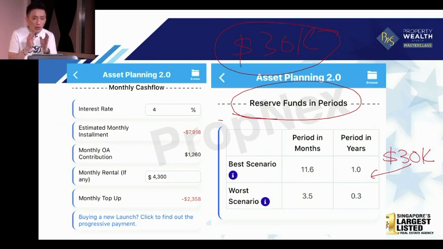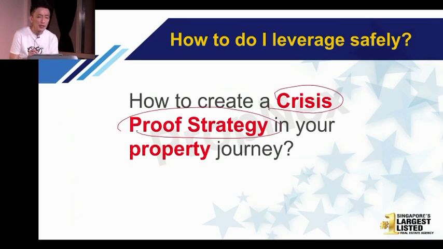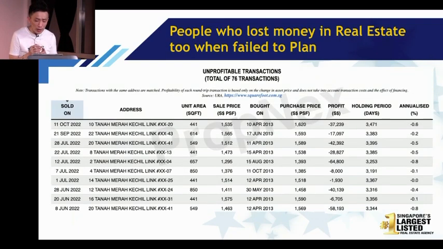So, I want to make sure that I can tweak along and make sure that I'm comfortable. But if you have planned ahead, why do people lose money? People lose money because they don't know how to have a crisis-proof strategy. They don't know how to safeguard themselves, and that's the reason why some people sell property at a loss. People who lost money in real estate, are there any? Yes, there are people who lose money. There are people who lose 100,000 as well.